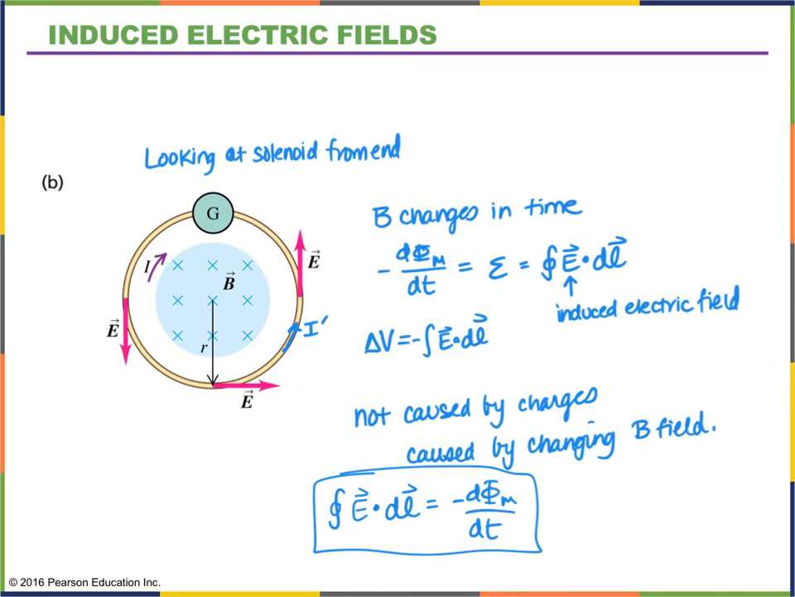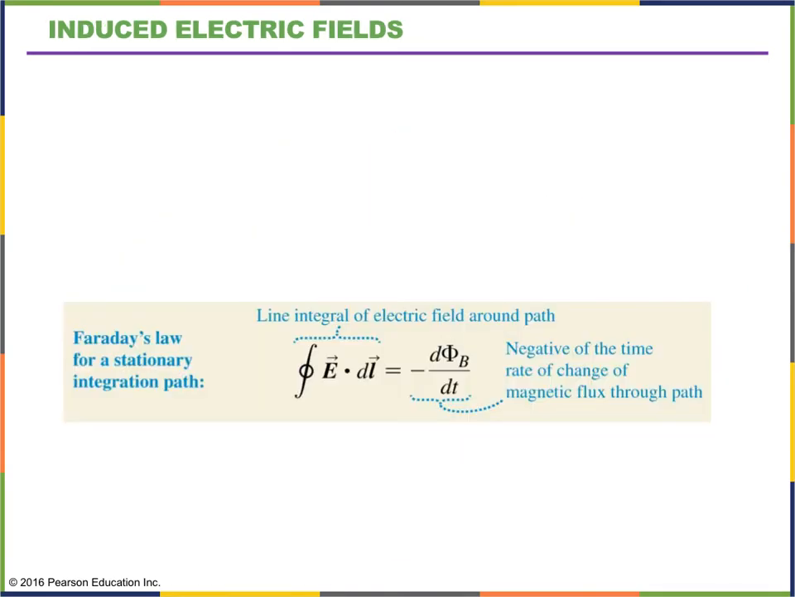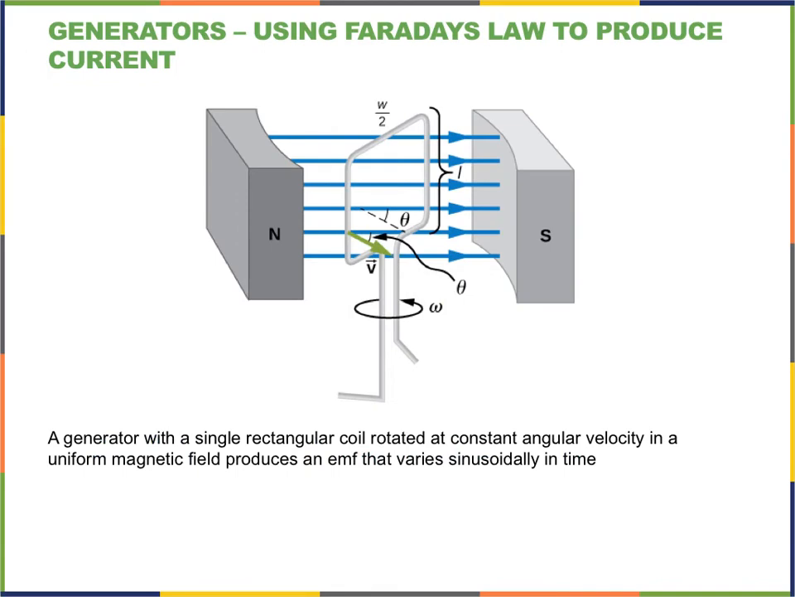Now, the one last thing that I wanted to cover was the idea of a generator. A generator is a device that generates electricity. You might be familiar with that idea. If you have frequent power outages, sometimes your family might buy a generator so that you can have power when the power goes out. Interestingly, a generator will use Faraday's law to make that current.